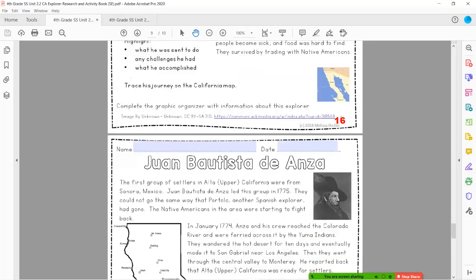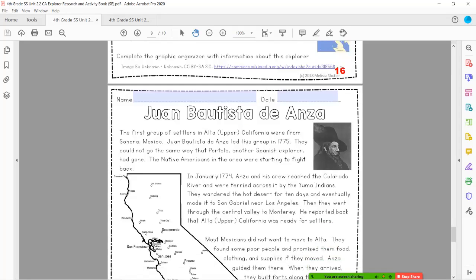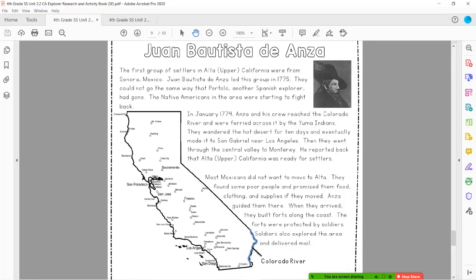And then we're going to go on to our next explorer, Juan Bautista de Anza. The first group of settlers in Alta or Upper California were from Sonora, Mexico. Juan Bautista de Anza led this group in 1775. They could not go the same way that Portola, another Spanish explorer, had gone. The Native Americans in that area were starting to fight back.